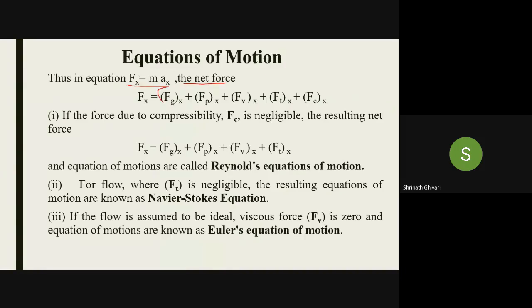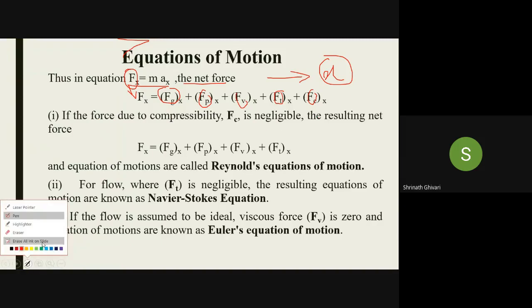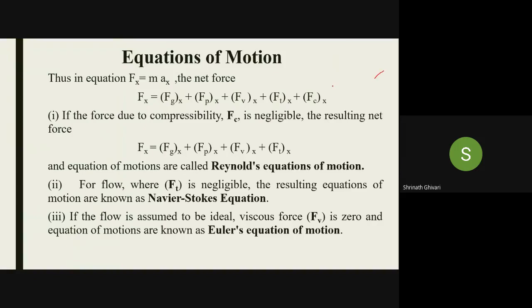What is the net force acting? Fg plus Fp plus Fv plus Ft plus Fc in the direction of x, the direction of fluid flow. This Fx is the net force acting, that is gravity force, pressure force, viscous force, turbulent force, and compressive force. Now, if we neglect compressibility flow, then what will the resulting net force be?